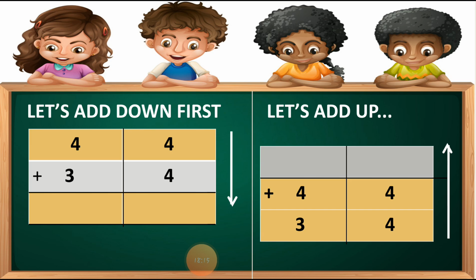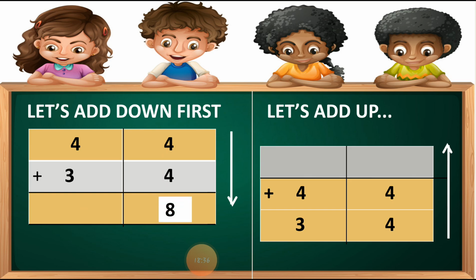Now I have one more example for you, and here the question is 44 plus 34. I repeat this, 44 plus 34. In this, the ones column is 4 plus 4. So the answer of this column is 8.